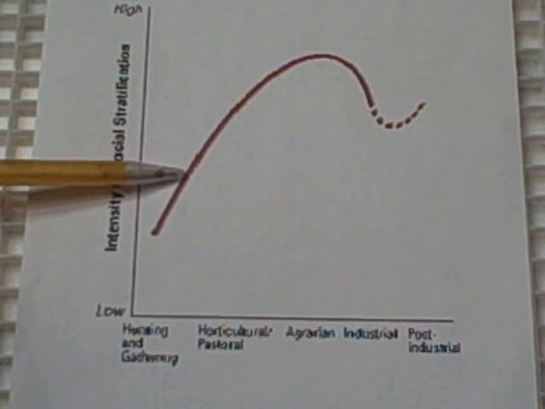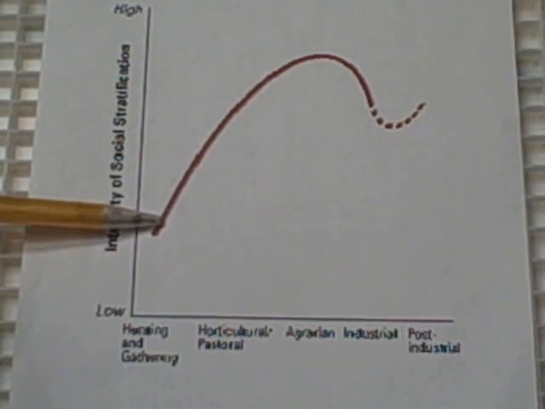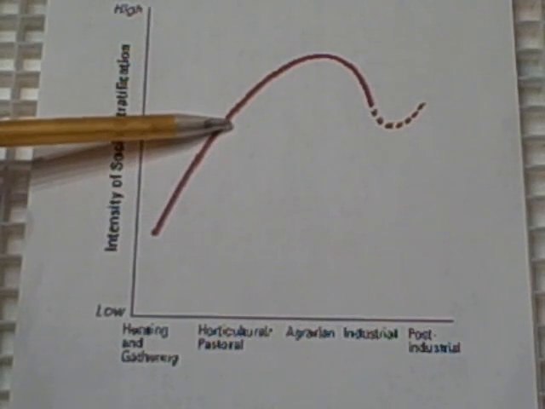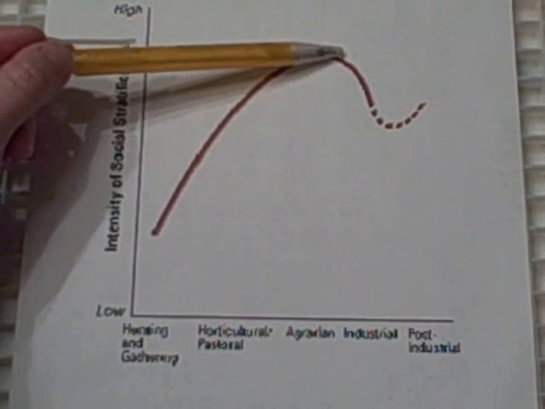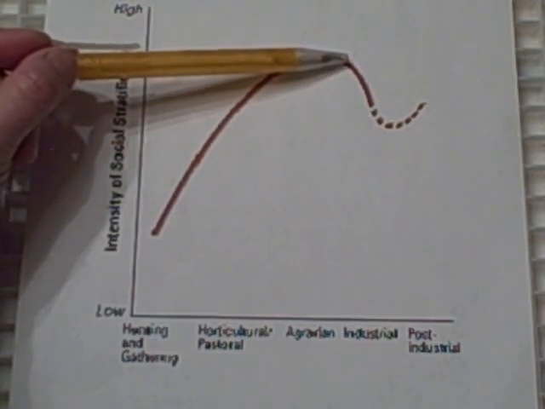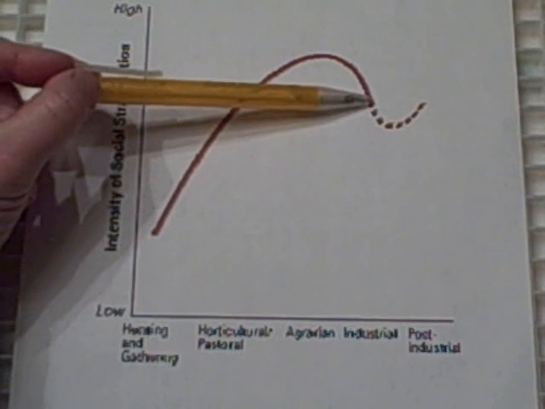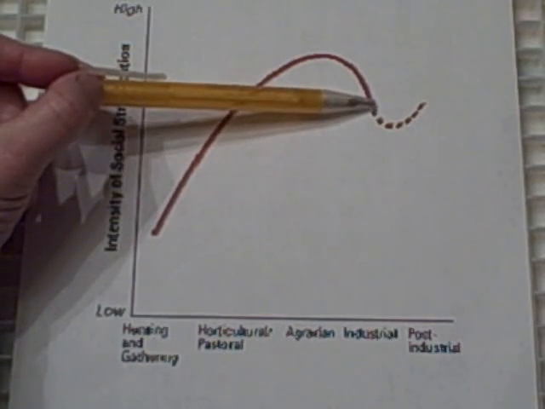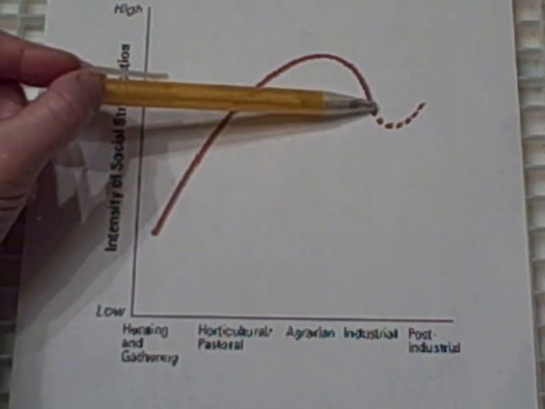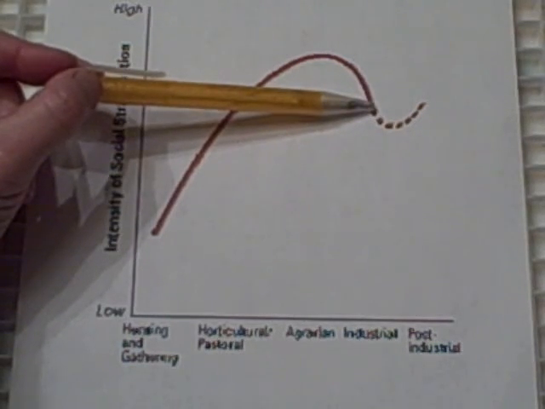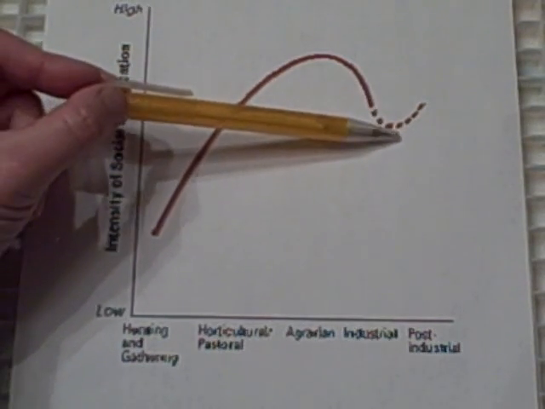So that's Kuznets Curve. Starting out low with hunter-gathering society, everybody's equal. Horticultural pastoral society starts to increase. Agrarian and early industrial at its peak. There's a huge difference between the wealthy and the poor. Starting to descend as industrial era moves on. There's a rising middle class, and then predicted to increase.